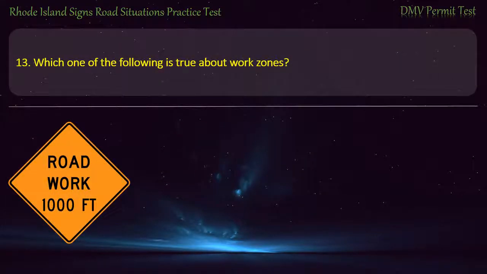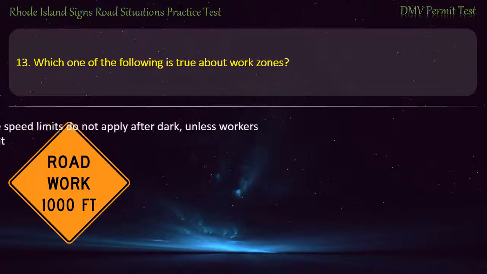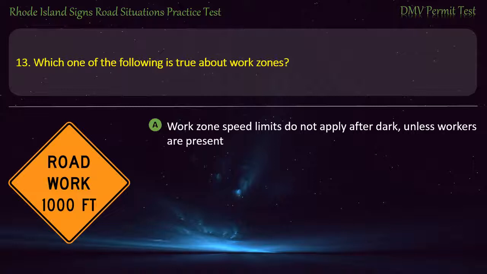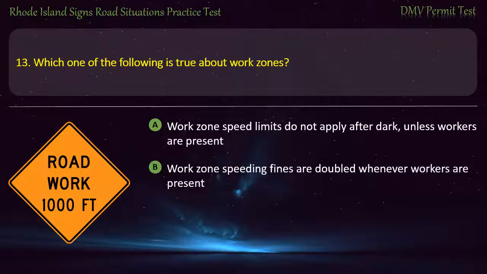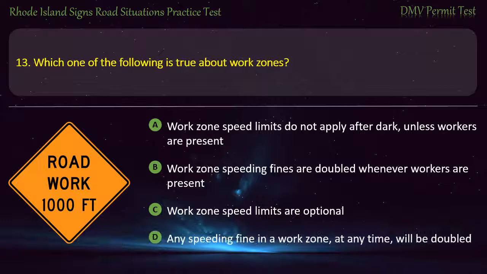Question 13. Which one of the following is true about work zones? Work zone speed limits do not apply after dark, unless workers are present. Work zone speeding fines are doubled whenever workers are present. Work zone speed limits are optional. Any speeding fine in a work zone, at any time, will be doubled. Answer. Any speeding fine in a work zone, at any time, will be doubled.